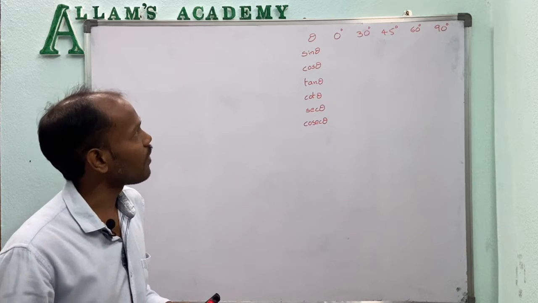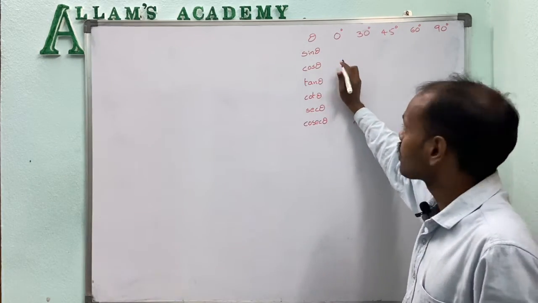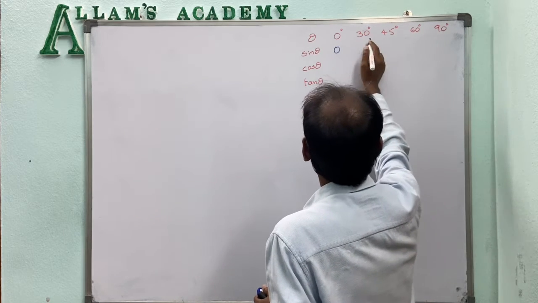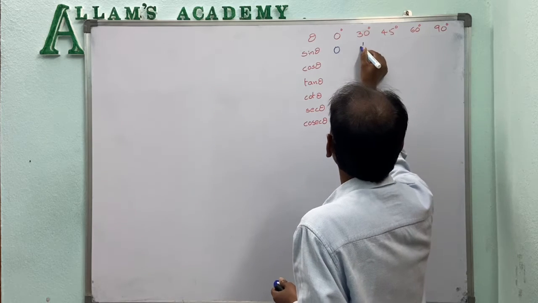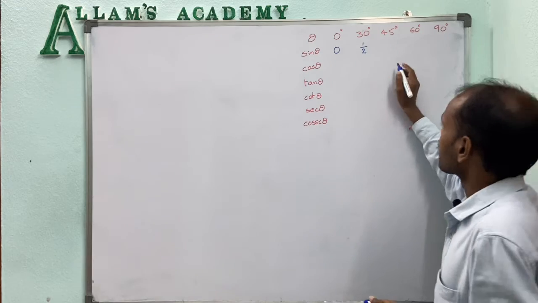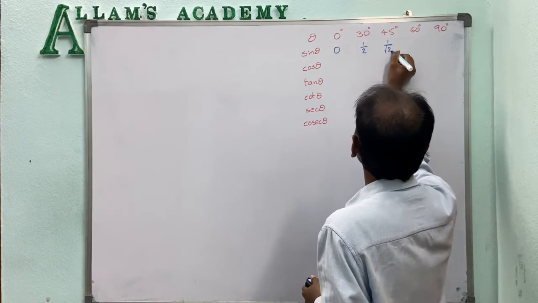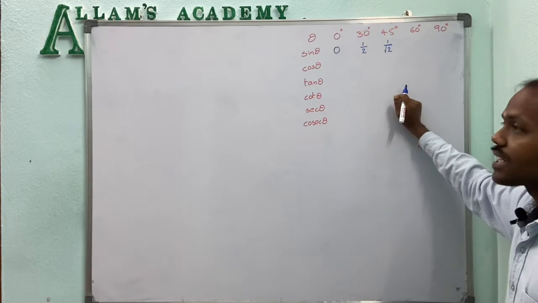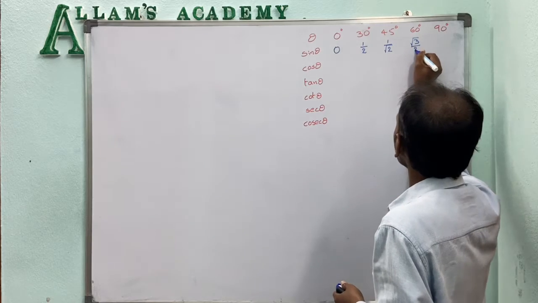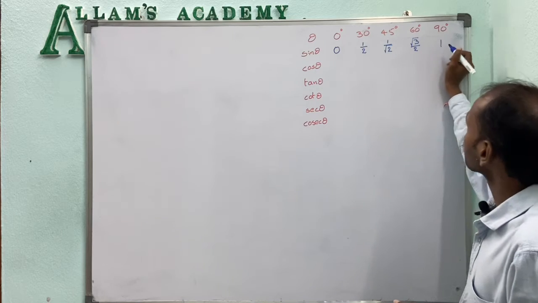Now finding the values of sin theta of these ratios. So sin 0 is 0, sin 30 equal to 1 by 2, sin 45 degrees equal to 1 by root 2, sin 60 degrees equal to root 3 by 2, sin 90 equal to 1.